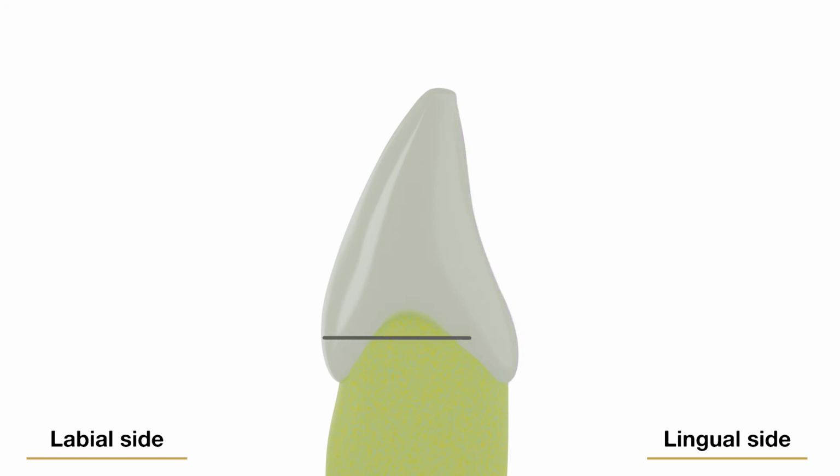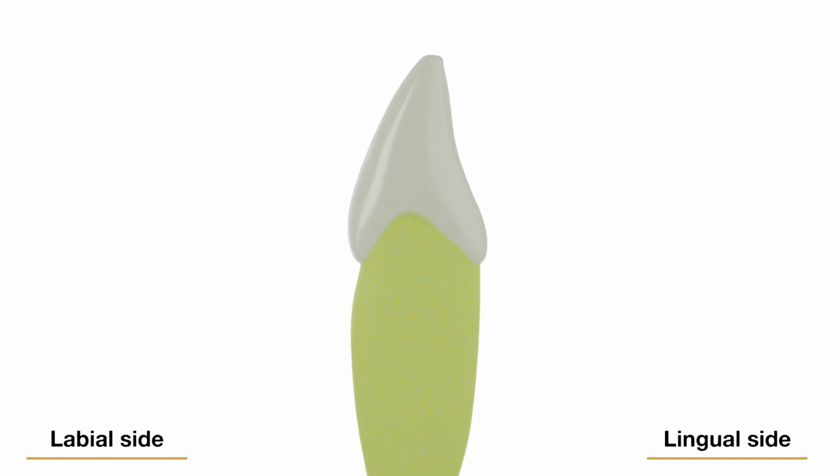Labiolingual width of the crown is 6.5 mm. Labiolingual width at the cervix is 5.3 mm. The curvature of the cervical line representing the cemento-enamel junction on the mesial surface is 3 mm and is towards the incisal edge. Now let us move on to the root.